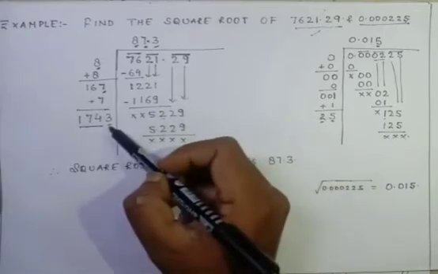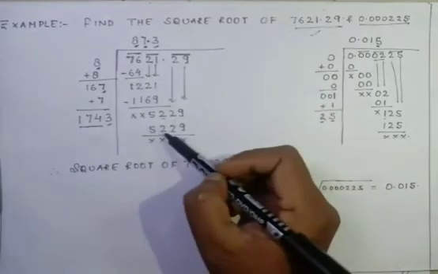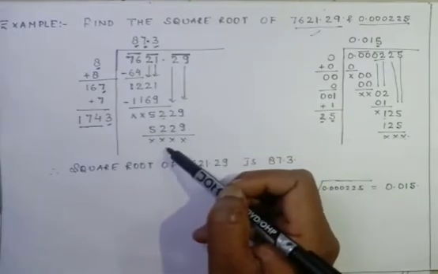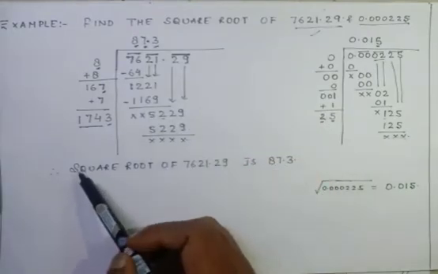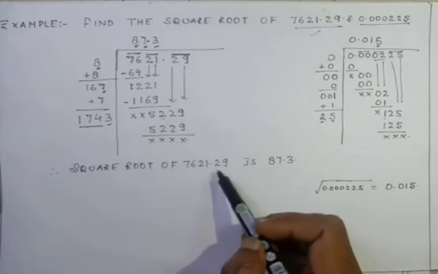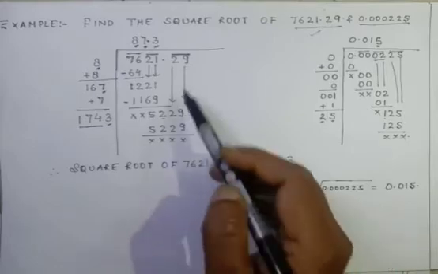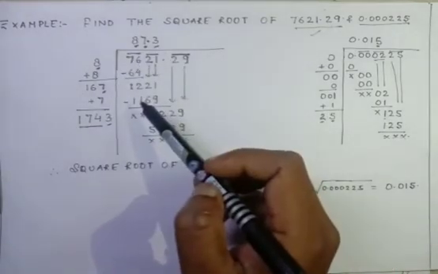So if I am going to take 3, it will be equal to 5229. So the remainder is 0. So easily we can say that the square root of 7621.29 is 87.3. I hope this example is clear to everyone.